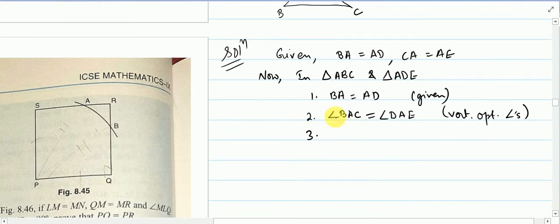And thirdly, we have CA is equal to, okay, there is some technical problem. Just wait for a while. Mouse has stopped working.